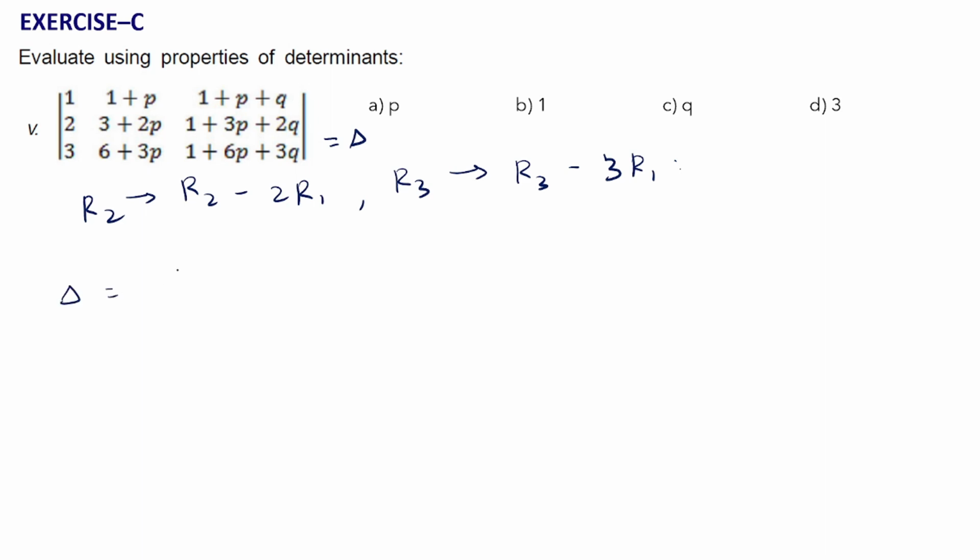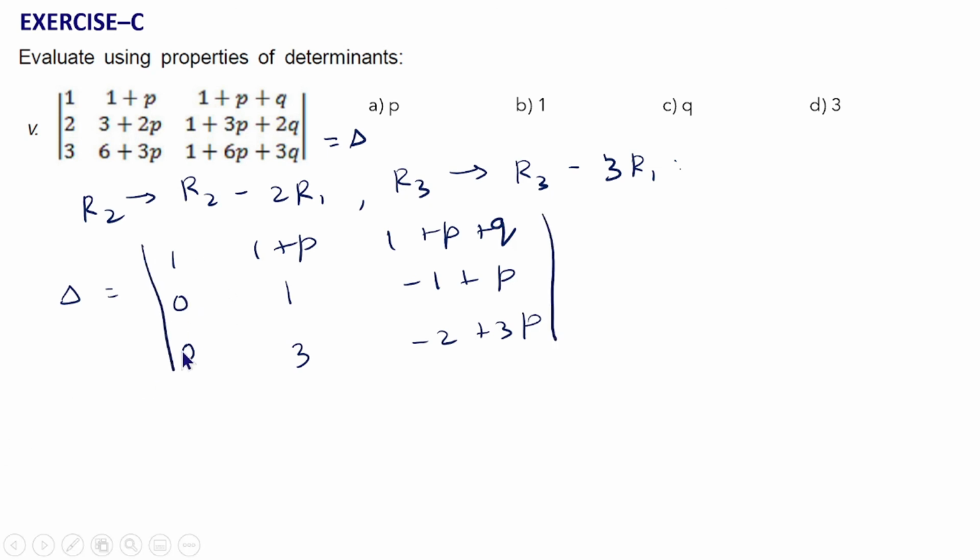So we have the given determinant as the first row remains as it is. The second row we have 2 minus 2, 0, and here we have 3 minus 2, 1, and here we have minus 1 plus p. Then the third row we have 3 minus 3, 0, and here we have 6 minus 3, 3, and here we have minus 2 plus 3p.